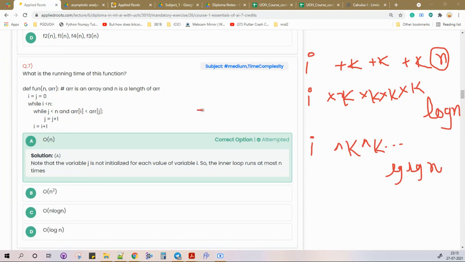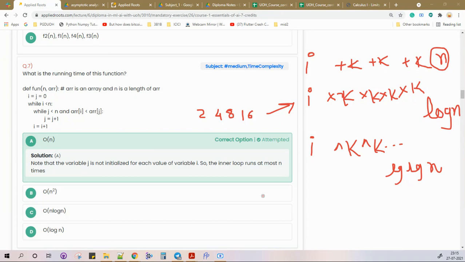So what is this? 2, then I have 2 square, then 2 cube, then 2 to the power 4, 16, right? Sorry, this is wrong. This example is for multiplication: 2, 4, 8, 16 like that.